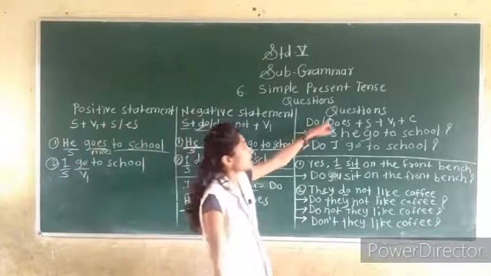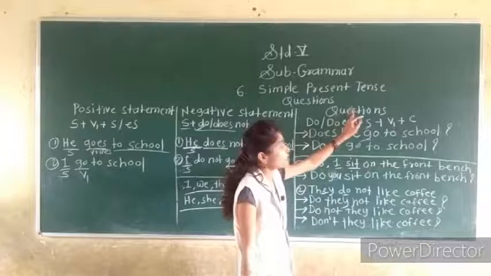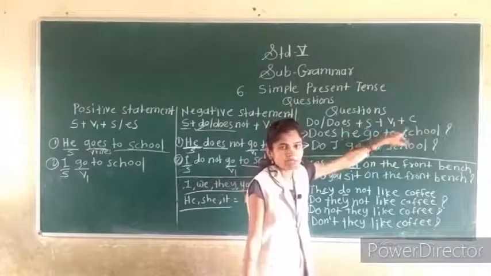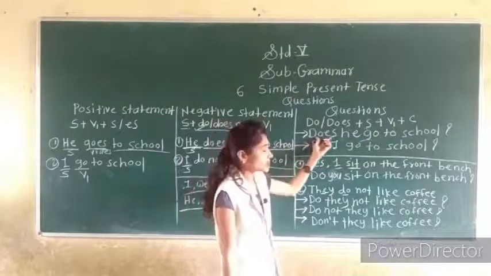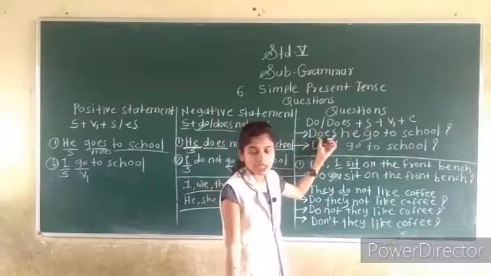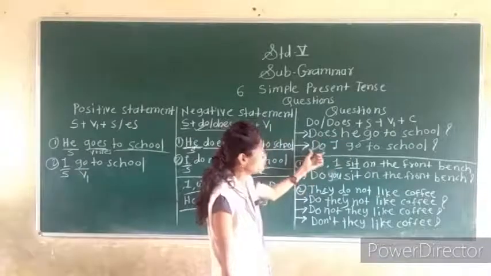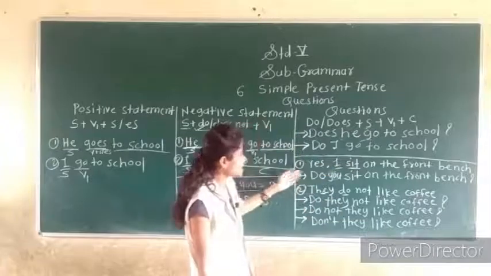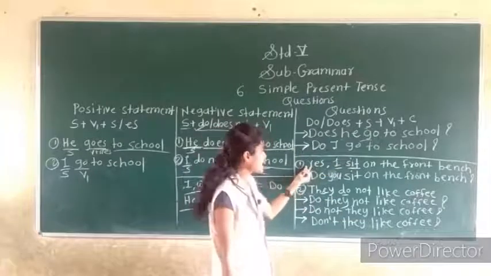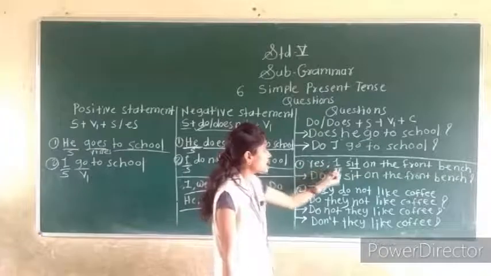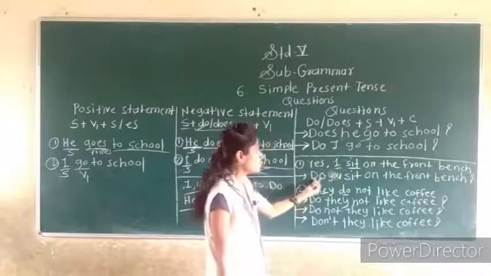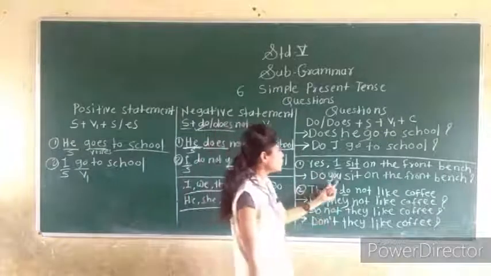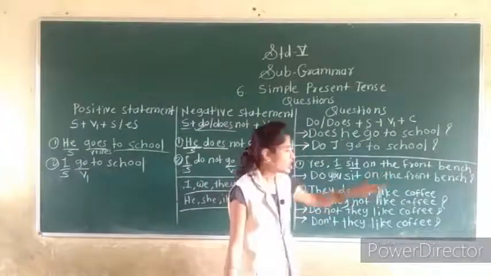And next it is the in this lesson how to make questions. First do ya does plus subject plus verb 1 plus complement. Here does there is the singular, use does. If it is the plural, use there do. So does he go to school and do I go to school. And here it is the positive statement given there, making there the questions. So first here the plural, so I use there do, and it is you asking the question. So write there you. Do you sit on the front bench? That is the question it is.